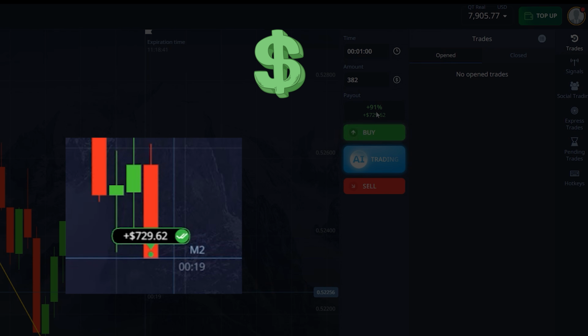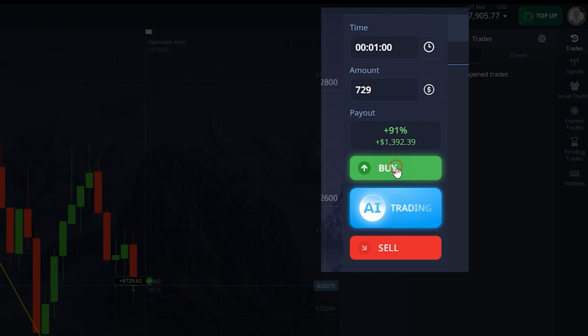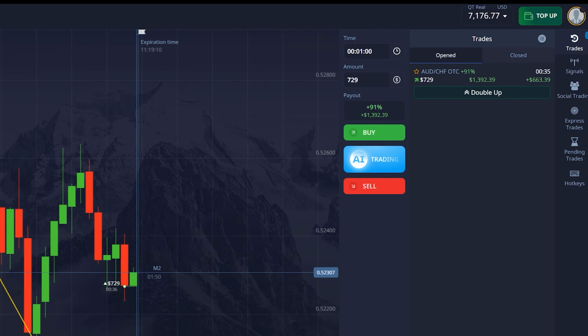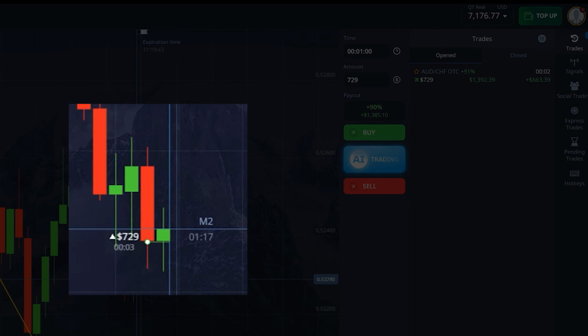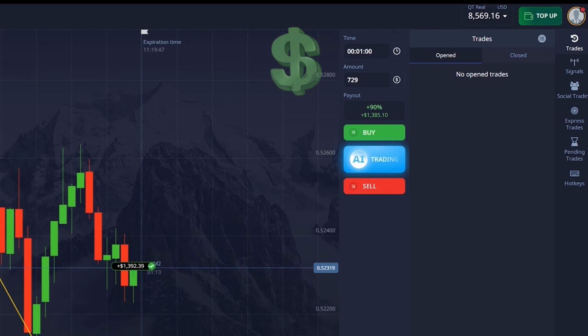The trade closed in profit one more time. We place a bid equal to the previous win, or simply double it. And once again, profit.